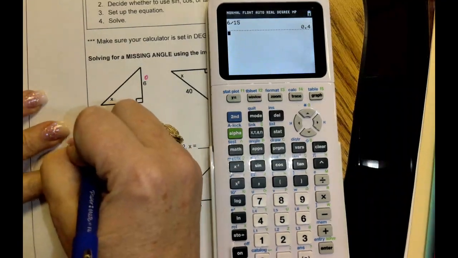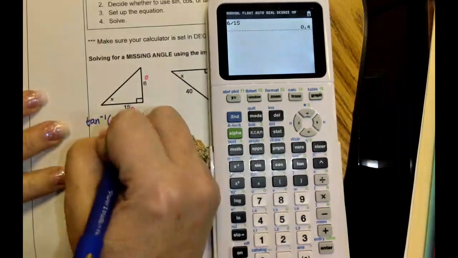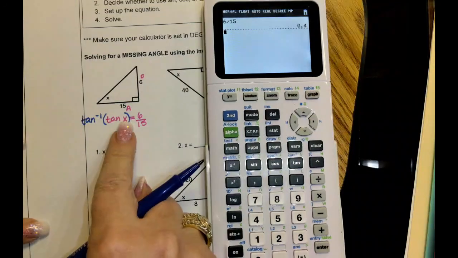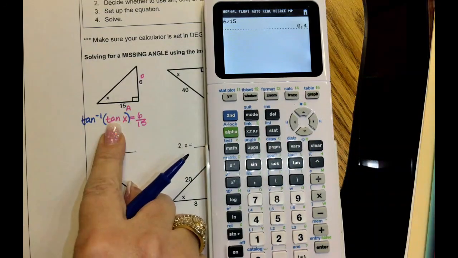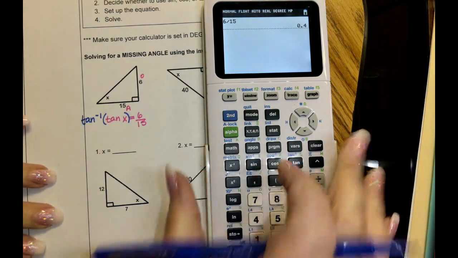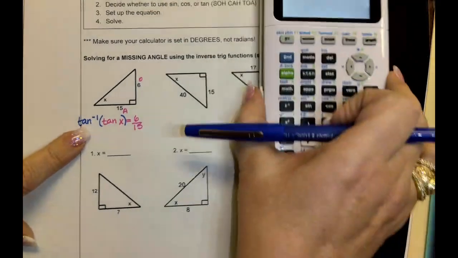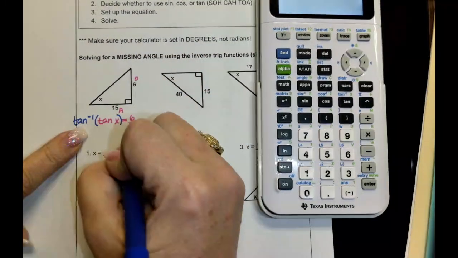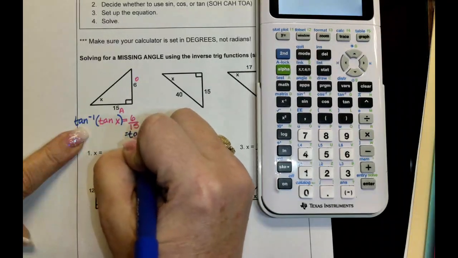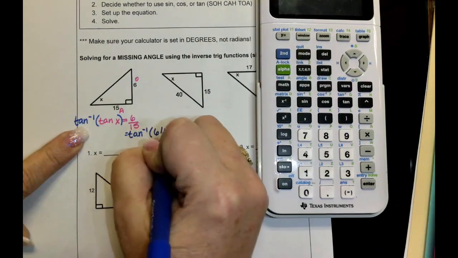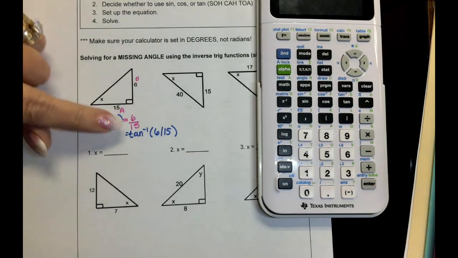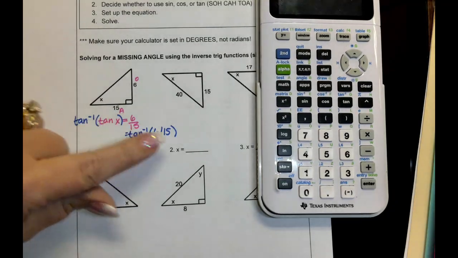We are taking the inverse tangent of the tangent of x because I want to separate the angle from the tangent. We're asking ourselves, what angle had a tangent of 0.4? Well, if I take the inverse tangent of one side, I have to take the inverse tangent of the other side. So this side would also be the inverse tangent, but it would be of 6 over 15, because 6 over 15 was there. So I'm taking the inverse tangent of the tangent of x, and I'm taking the inverse tangent of 6 over 15.